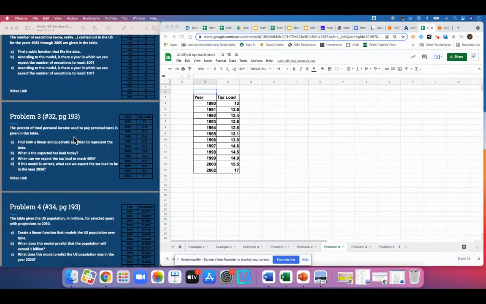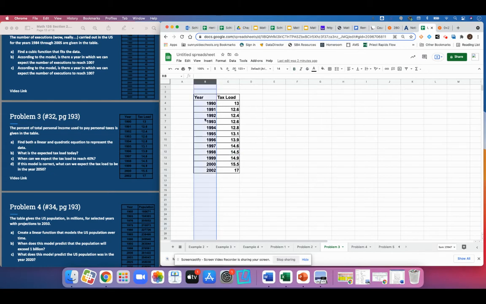So we do have problem 3. The percent of total income used to pay taxes is given in the table. We're asked to find a linear and quadratic equation to represent the data. And using the best of those two models, we will answer the questions: what is the expected tax load today? And when can we expect the tax load to reach 40%? And if this model is correct, what can we expect the tax load to be in the year 2050?